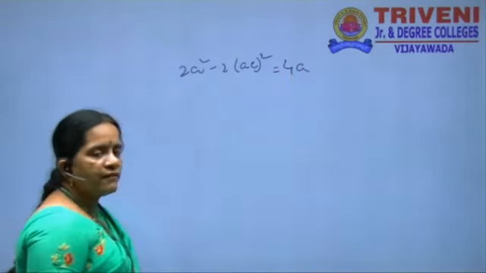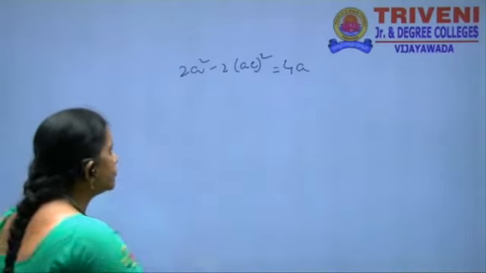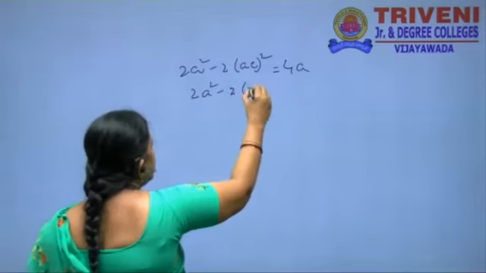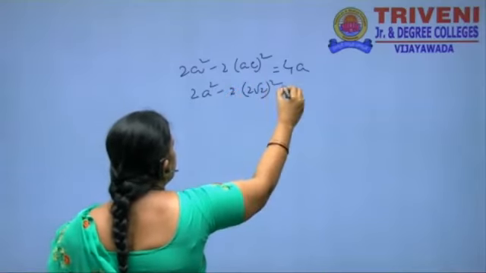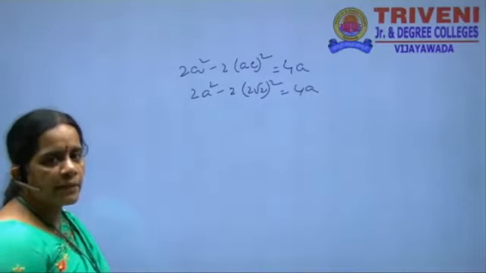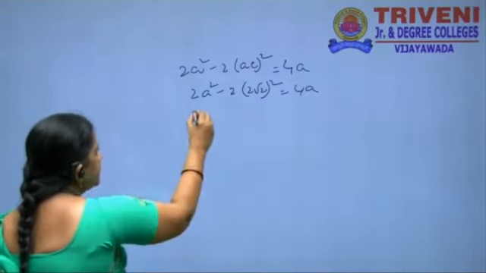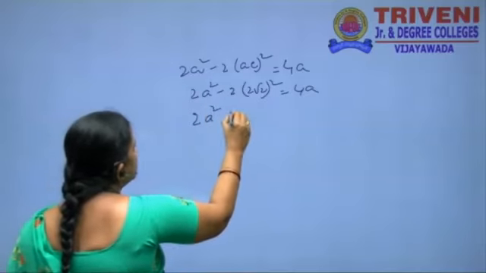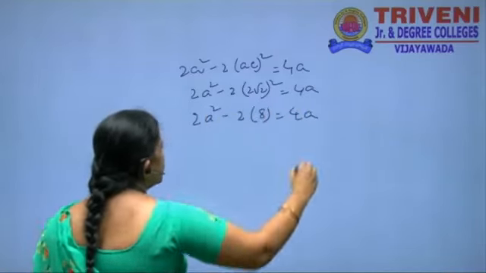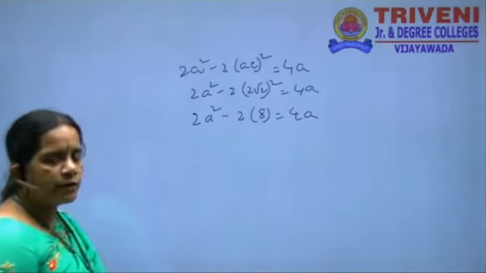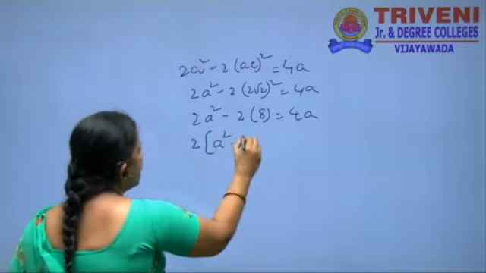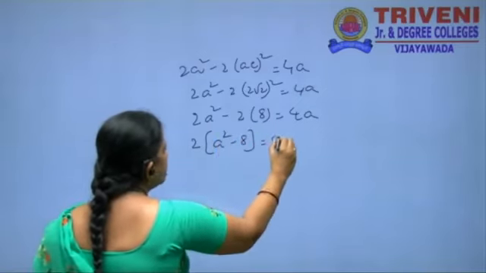Then already we know the value of ae is 2 root 2. Substitute here: 2a square minus 2 into (2 root 2) whole square is equal to 4a. (2 root 2) whole square is nothing but 8. Then substitute 8: 2 into 8 is equal to 4a. On the left hand side, 2 is common. Then that is a square minus 8 is equal to 4a.